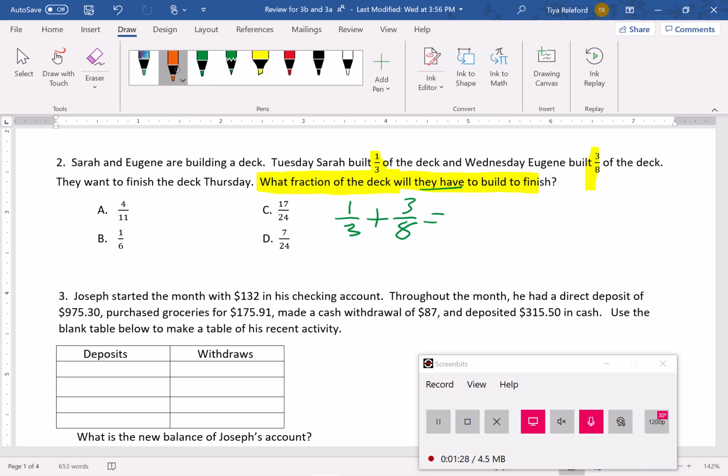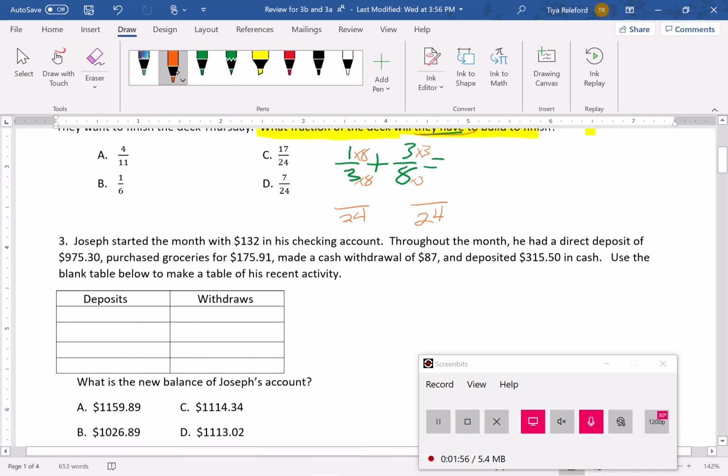Now, to add fractions, you're going to need a common denominator. I suggest using 24 as your denominator. Now, how do you get from 3 to 24? Times 8. To the top. How do you get from 8 to 24? Times 3. If you do it to the bottom, do it to the top. And then make sure we talk about what they have left to build.